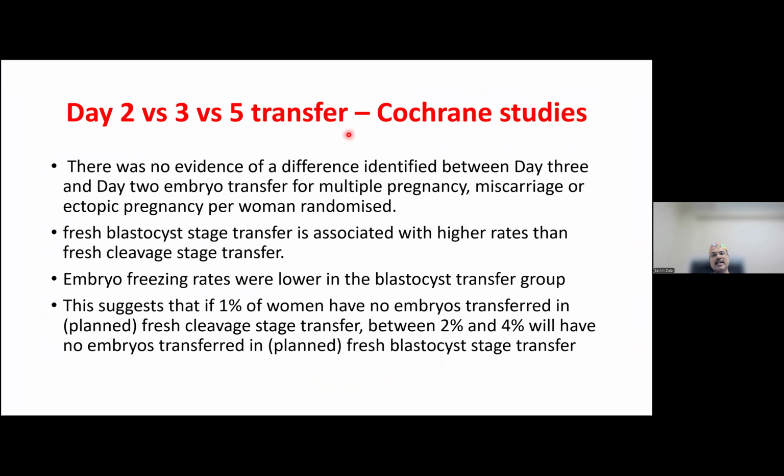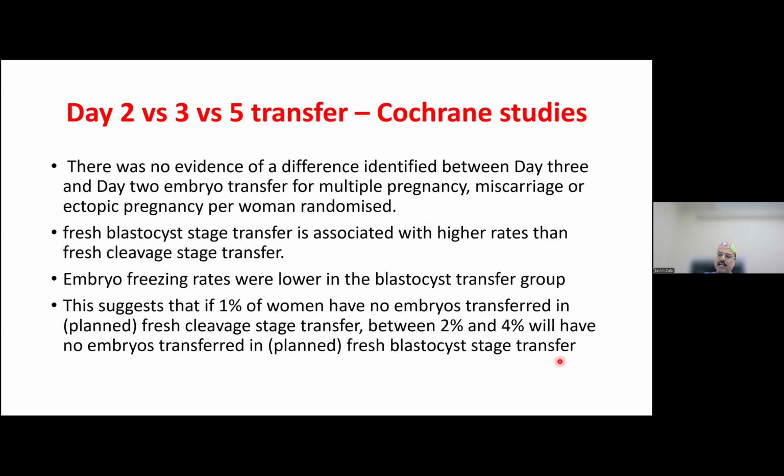And a Cochrane study where they compared day 2 versus day 3 versus day 5. There was no evidence of difference identified between day 3 and day 2 embryo transfer for multiple pregnancy, miscarriage, or ectopic pregnancy per woman transferred. Obviously, blastocyst transfer is associated with higher pregnancy rates than cleavage stage, and embryo freezing rates were lower in the blastocyst transfer because only the growing embryo will go to the blastocyst. And this suggests that if 1% of the women have no embryos transferred in planned fresh cleavage stage transfer, between 2 to 4% will have no embryos transferred in the fresh blastocyst stage.